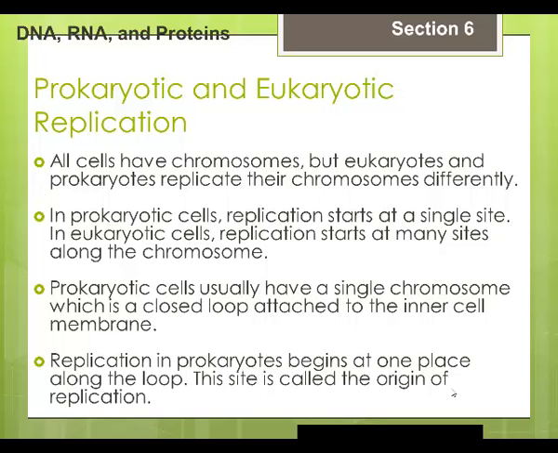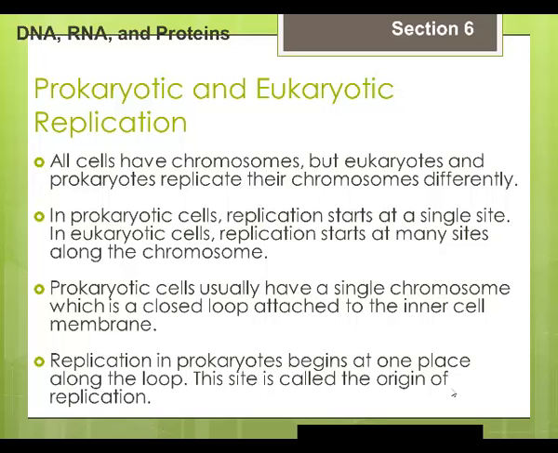Prokaryotic cells usually have a single chromosome, which is a closed loop attached to the inner cell membrane. So it's basically this big long loop of DNA that just loops around. Whereas we have these big long blobs of DNA that wind around each other to create the chromosomes. Prokaryotic cells usually have a single chromosome that is very easy to make copies of.